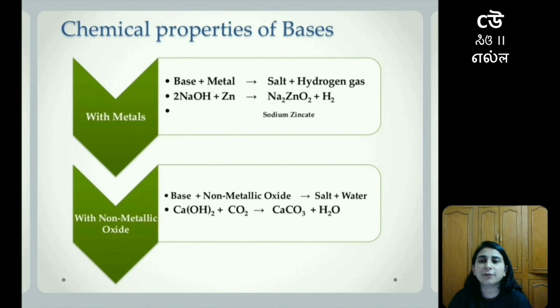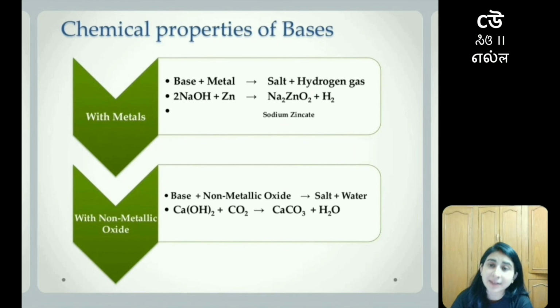And lastly, when a base combines with non-metallic oxides, the product is going to be salt and water. So in place of base, we have Ca(OH)2. When this Ca(OH)2 combines with carbon dioxide gas, it forms calcium carbonate, that is CaCO3, and water, that is H2O. So with this, students, we have covered the chemical properties of acids as well as bases.